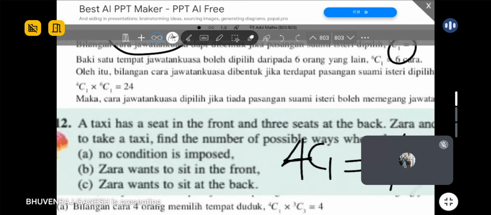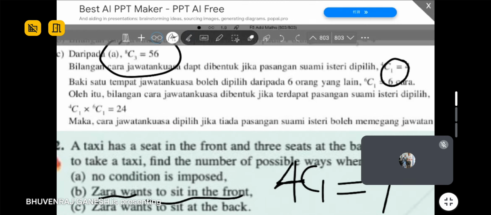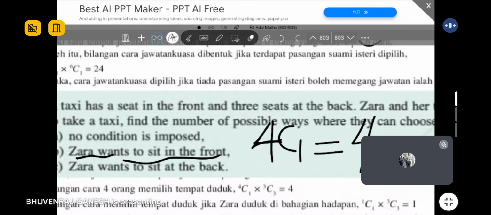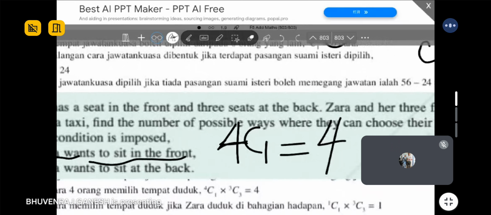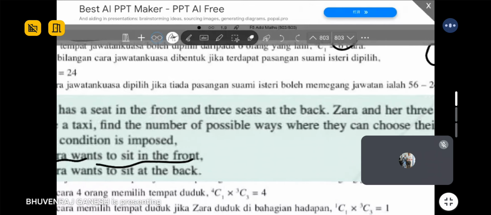So next part. They say Zara wants to sit in the front. Zara ni, dia tak mau duduk dengan kawan lah. Dia suka berseorangan. So macam mana nak letak Zara ni? How to put her? Basically, first step, 1C1. Correct? Because one person only, 1 orang, 1 kerusi kat depan. So 1C1, and then the remainder, 3 people got 3 seats, so 3C3. So your answer finally is 1 only. 1 sahaja. Clear? Are you all clear, guys?